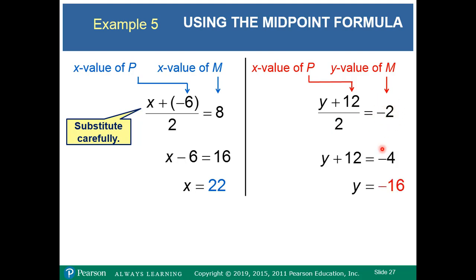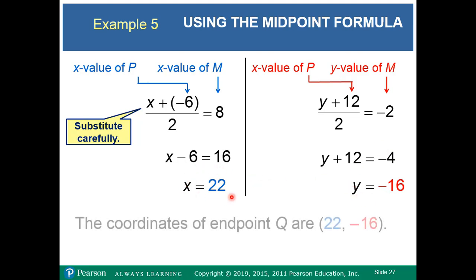And so we solve, and we get y equals 16. So Q is (22, -16). And we're done.